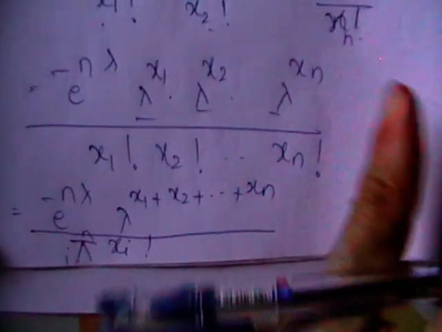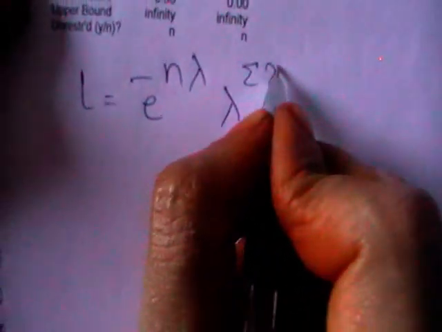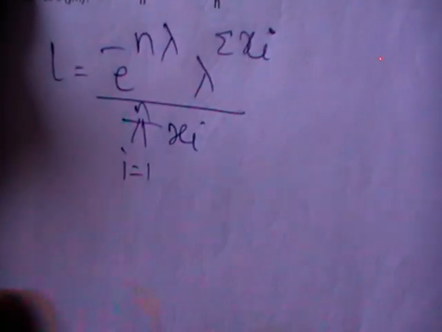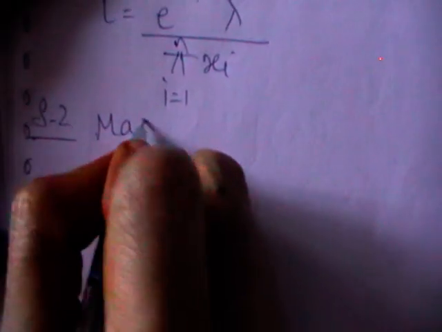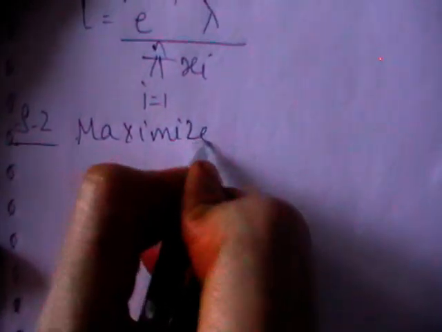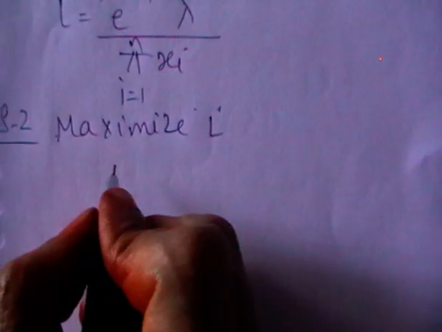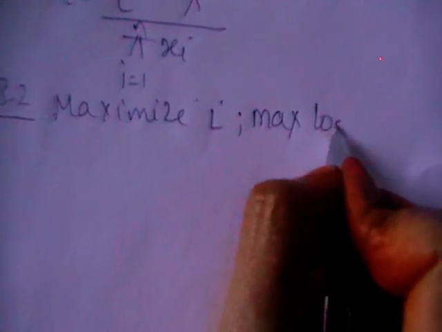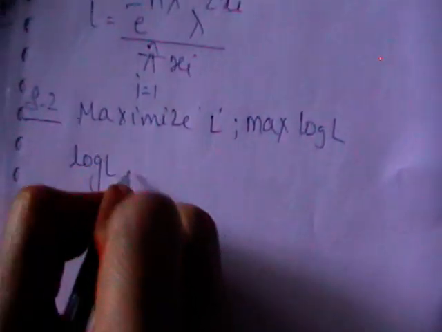Pi stands for multiplication. So in step 1, we should write the likelihood function, which we got as L is equal to e power minus n lambda, lambda power sigma xi, by product of xi factorial. Now step 1 is over. What is step 2? You should maximize L, as it is the maximum likelihood function. As I said, instead of maximizing L, we are going to maximize log L. So first write down log L.